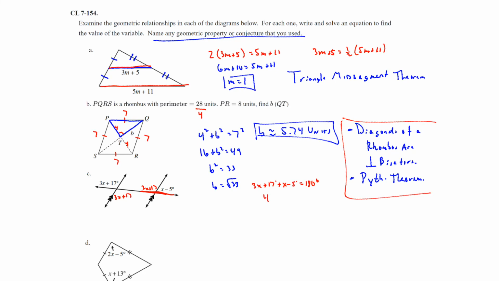So combine your like terms, 4x plus 12 is equal to 180 degrees. Subtract the 12 from 180, and that would be 168 degrees, and then divide by 4, and that will get you 42 degrees. So x is equal to 42 degrees. Once again, I didn't really need, I guess, the vertical, so I didn't use that one. I used more of the corresponding, and then also used straight angles.